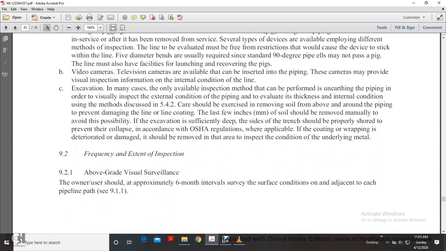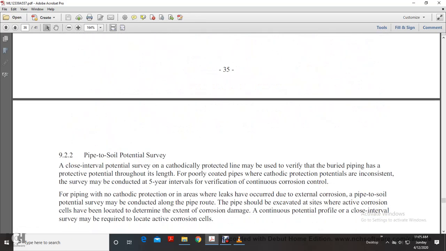9.2, frequency and extent of inspection. Above grade visual surveillance: the owner should use approximately a 6-month interval to survey service conditions on and adjacent to each pipeline, as per 9.1.1.